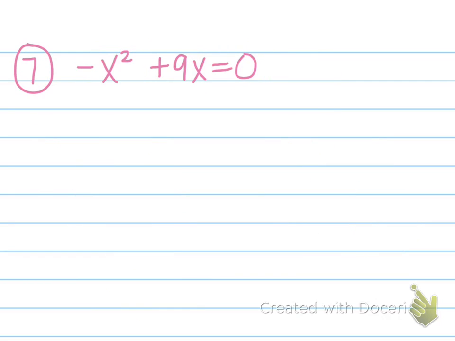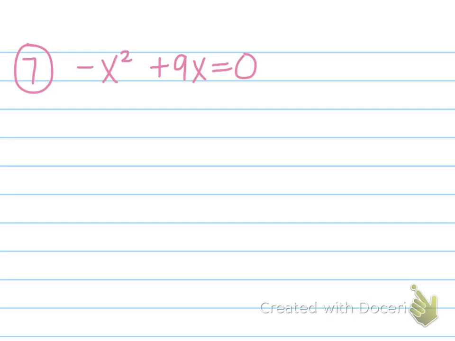But what if the problem isn't already factored? For instance, in this situation, I know that negative x squared plus 9x equals 0, but I don't know what can multiply together to equal 0, which means I can't use the zero product property on this until I know what I can multiply together to give me negative x squared plus 9x.